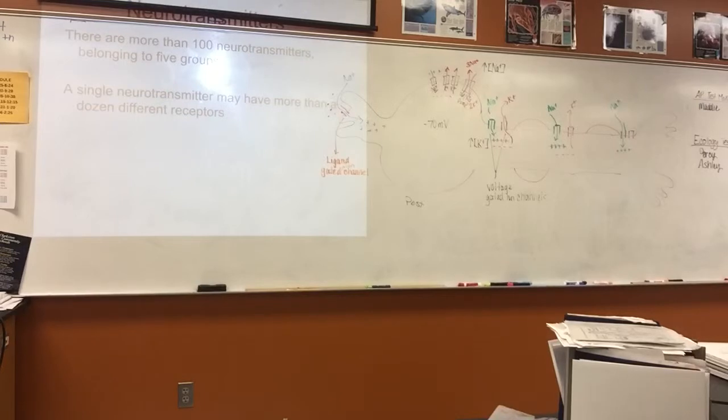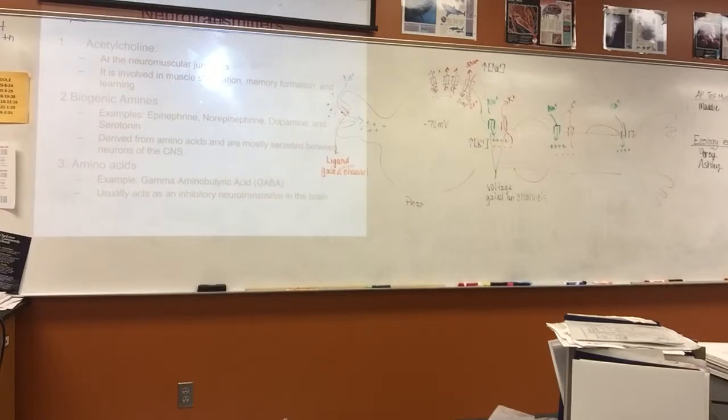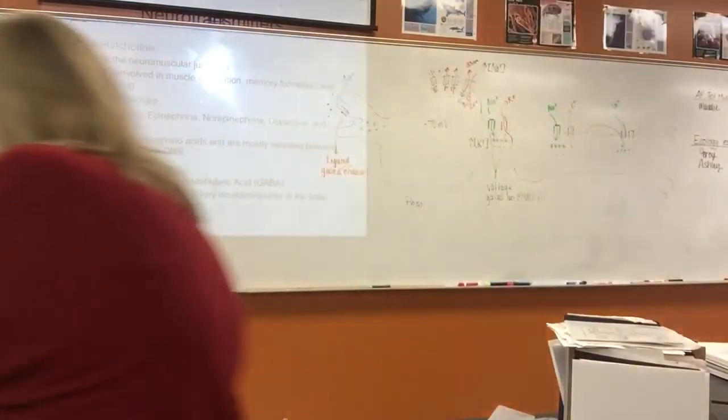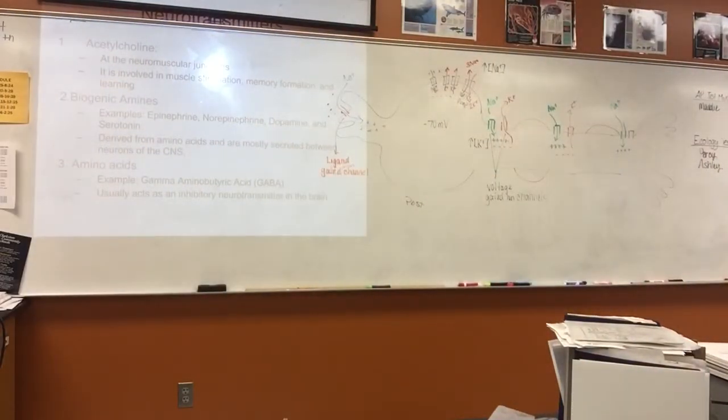All right, so epinephrine can change the heart rate and the breathing rate, as well as cause glycogen breakdown in your liver. All right, so that one thing. And so acetylcholine is the first example that we've already talked about. This says at neuromuscular junctions. That's when a neuron meets a muscle cell, and so it helps with muscle stimulation or contraction, memory formation, and learning.